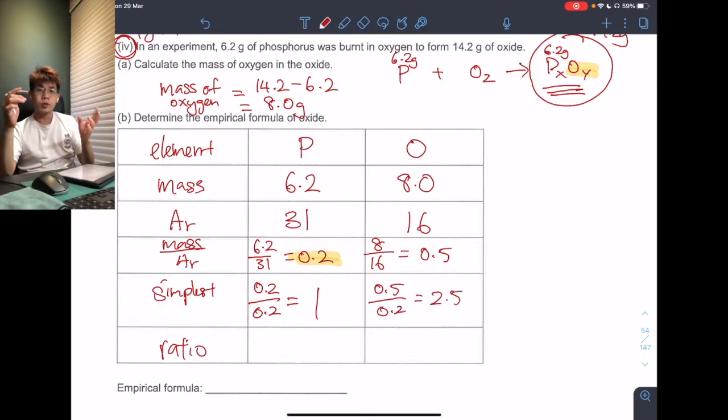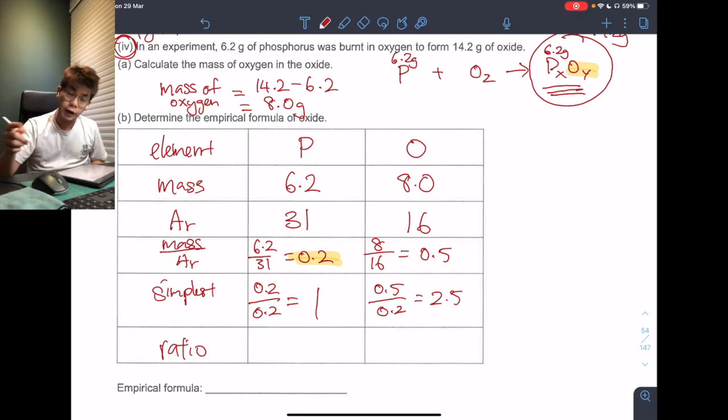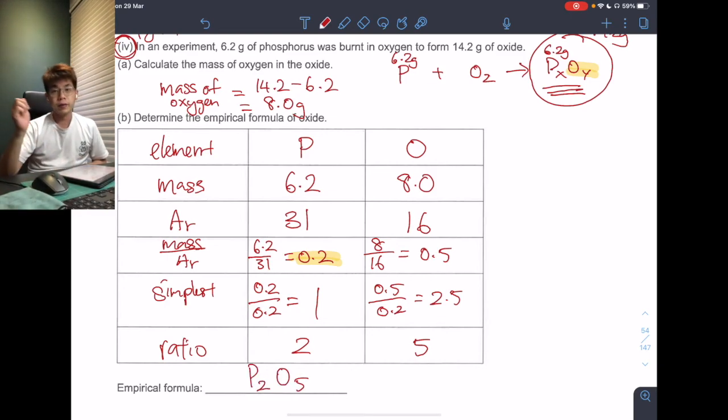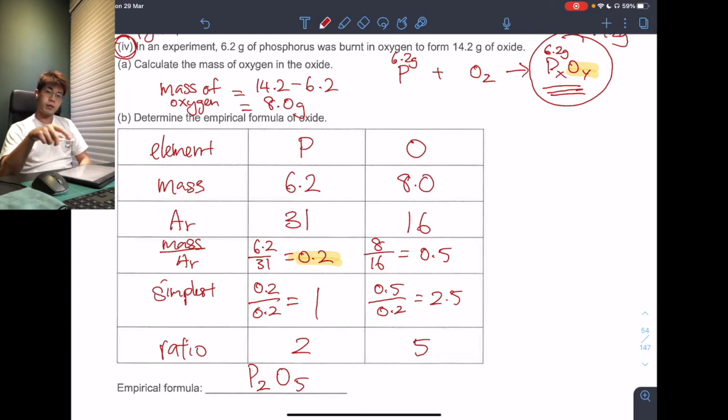So again, the ratio is not a whole number. So the simplest ratio that is in whole numbers, 1 is to 2.5, is 2 is to 5. So the empirical formula of this phosphorus oxide is P2O5. Okay, so I hope this has been useful in helping you solve the problems.